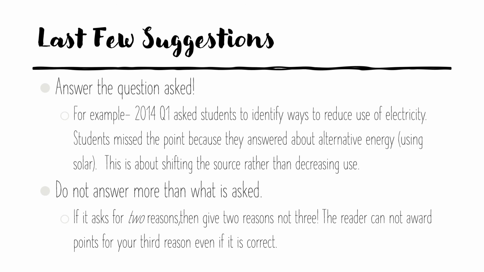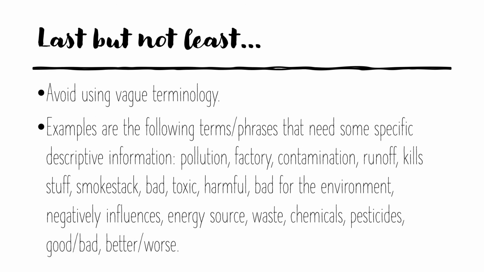And if you guys give 3 reasons when asked for 2 reasons, and your 3rd reason is correct and your 2nd reason is wrong, you won't get the point for that 3rd reason. Overlisting and not listing in order will definitely hurt you on this AP exam. You have to be very specific. And last but not least, y'all, avoid using vague terminology.